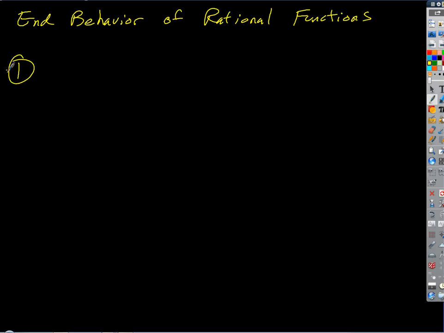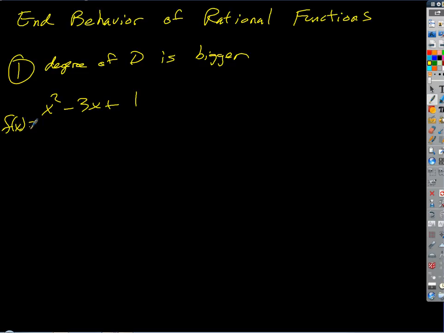Okay, so situation 1, we have the degree of the denominator bigger. So we have something like, for example, x squared minus 3x plus 1 over 2x cubed minus x plus 3, something like that.